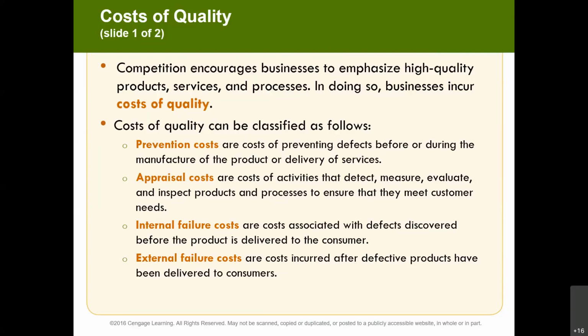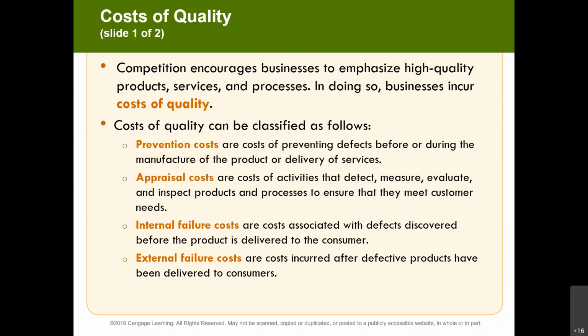Prevention costs are costs of preventing defects before or during the manufacturing process. Appraisal costs are costs of activities that detect, measure, evaluate, and inspect products and processes to ensure that they meet the customer needs. It's kind of like auditing, right?